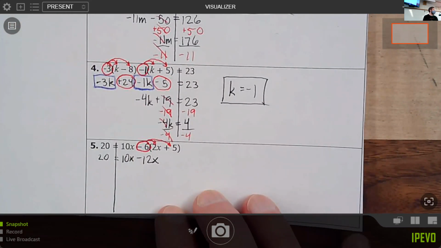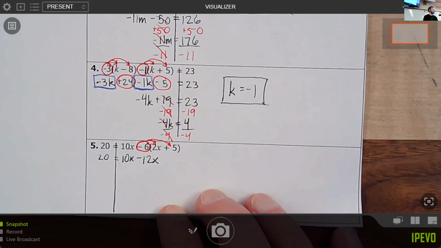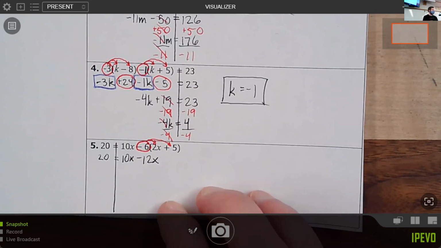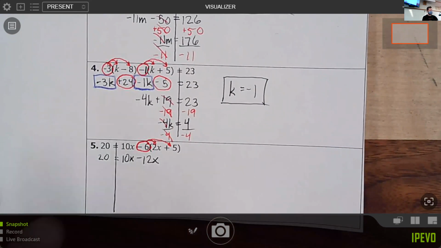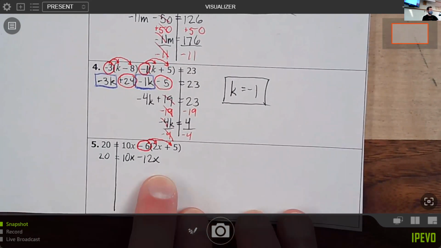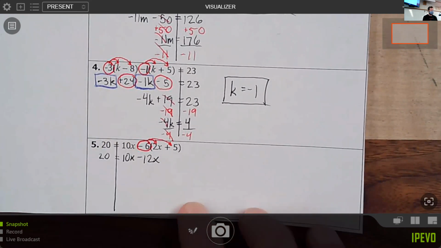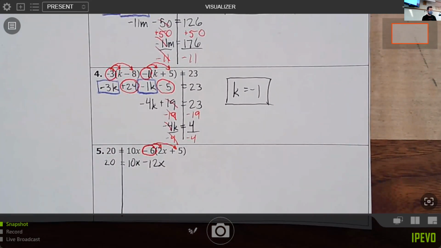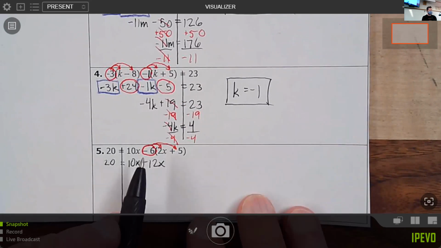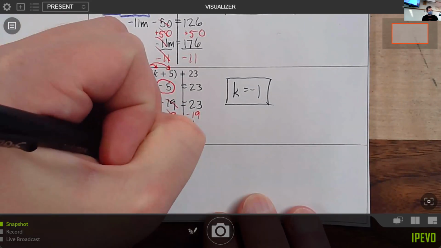Some of you might have noticed that I interchanged the words negative and minus. That's because they're the same thing. So when you say minus or negative, like if it's by itself, that says -12x, 10x minus 12x. But if I cover it up, that's just a -12x. So a minus and a negative, really no difference in terms of what they mean mathematically. -6 times +5 is -30.